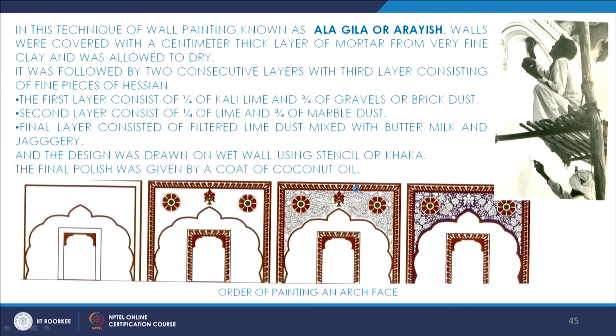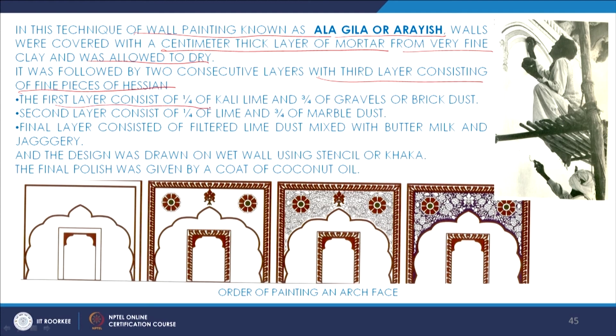And here we are talking about the order of painting an arch face, and here also we see a system in place. In this technique of wall painting known as alakila or araish, walls were covered with a centimeter thick layer of mortar from very fine clay and was allowed to dry. It was followed by 2 consecutive layers, with the third layer consisting of fine pieces of hasya.